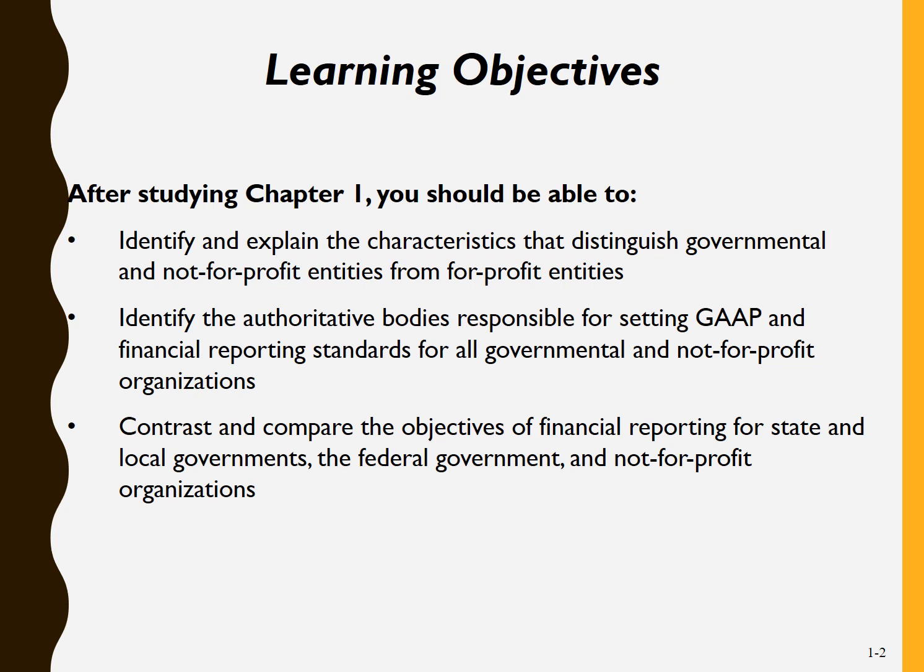Some of the objectives that we'll cover in this first chapter: you'll want to be able to identify and explain the characteristics that distinguish governmental and not-for-profit accounting from their for-profit counterparts. You'll want to identify the authoritative bodies that are responsible for setting these reporting standards for these entities. And then we'll contrast and compare the objectives of financial reporting for state and locals versus those for the federal government, not-for-profits, and how they compare to for-profit businesses.